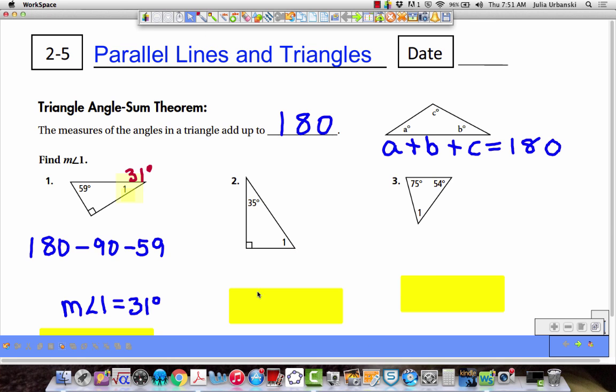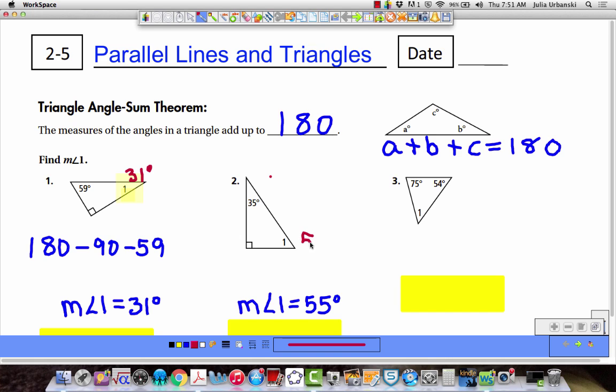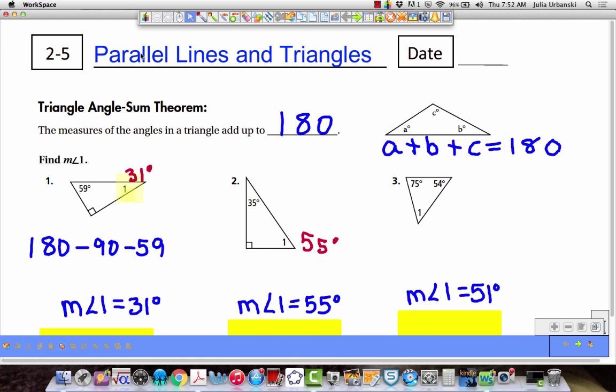What do you get for an answer? 55. Oh, there's a corollary, which is like a little sub-rule, that says that if you already have 90 degrees, then you don't have to worry about it. You can just do 90 minus 35. And then what would number 3 be? You got to subtract 75 and 54. 51. 51 you got? Good. All right, any questions on those?